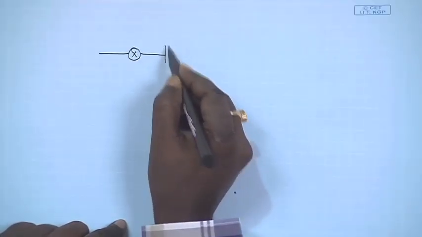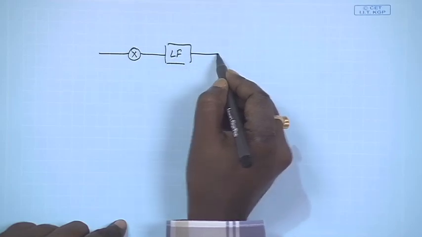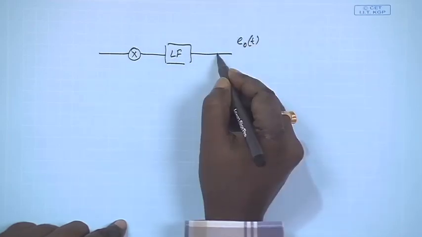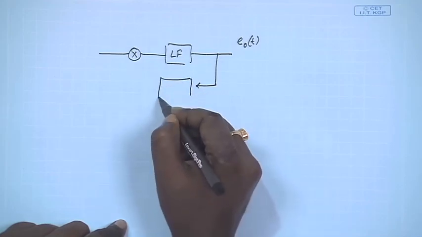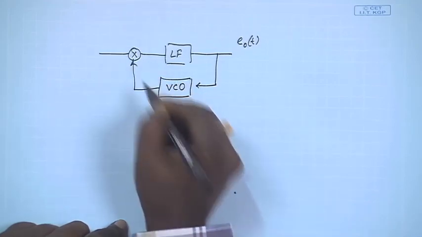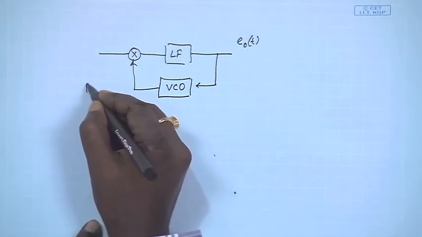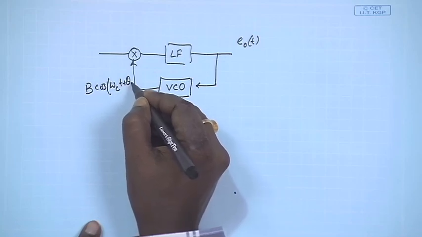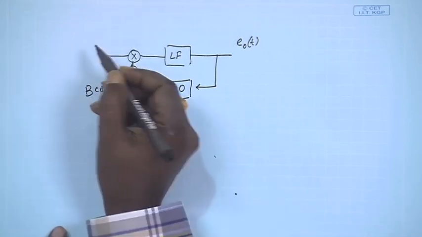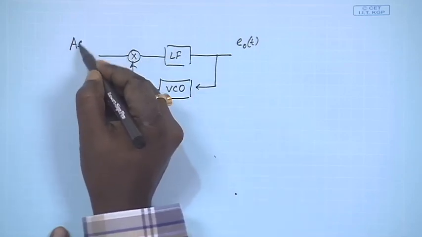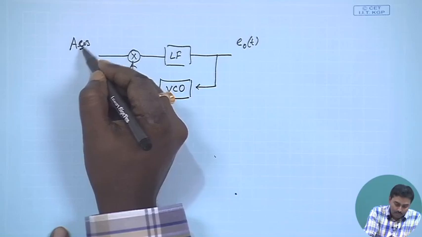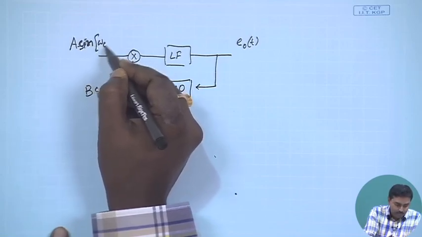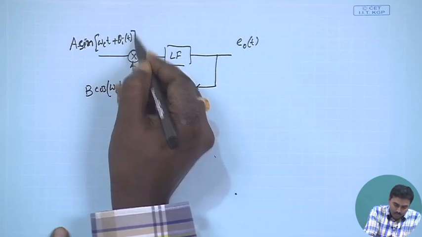So, that is what we have done. The basic PLL circuit that we have given was having a multiplier followed by a loop filter, and this is the error signal that was getting generated, and then there is a feedback. In the feedback loop you have that VCO. Whatever VCO produces, that is B cos(omega c t plus phi output t), and the input signal which is A cos or sine, let us say, (omega c t plus theta I t). So, this is how we represented it.